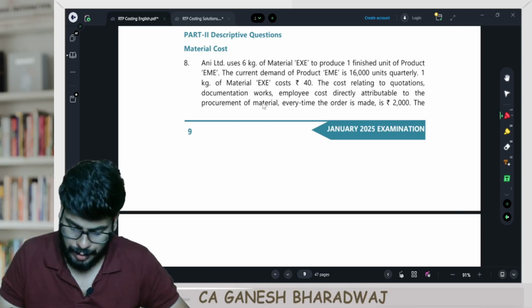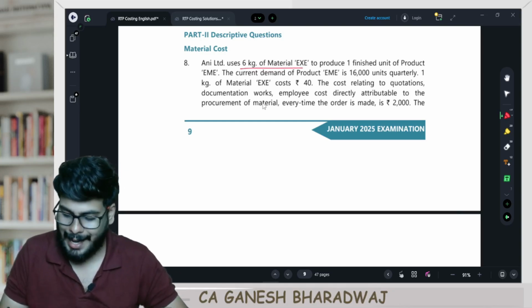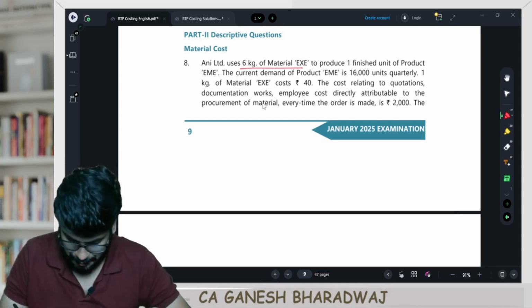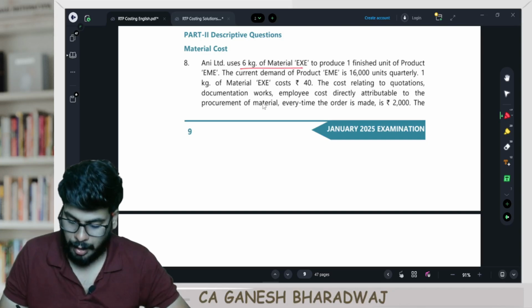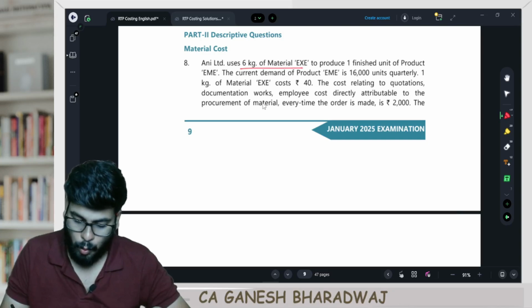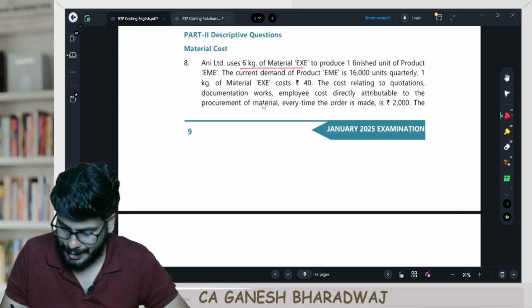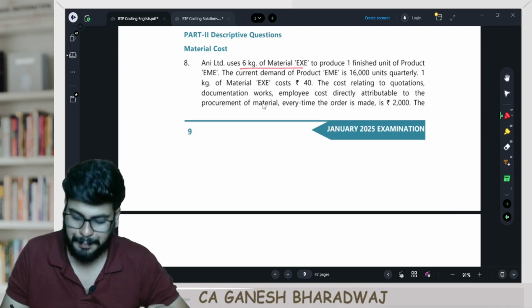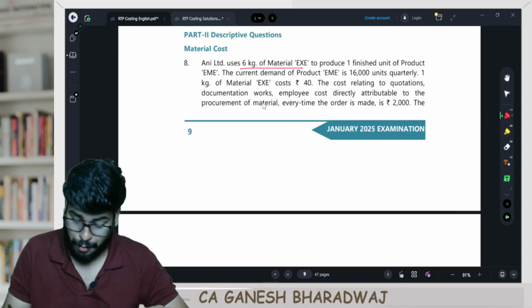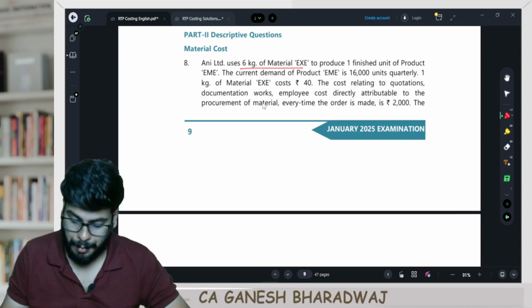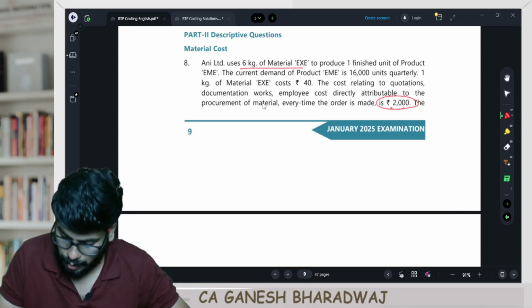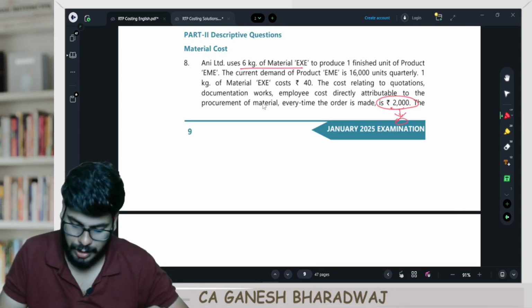Anil Limited uses 6 kgs of material EXE to produce one finished unit of a product EME. The current demand for product EME is 16,000 units quarterly. 1 kg of material EXE costs rupees 40. Costs relating to the quotation, documentation works, employee costs directly attributable to the procurement of material every time the order is made is 2,000 rupees. So basically this 2,000 rupees is nothing but ordering cost, right?